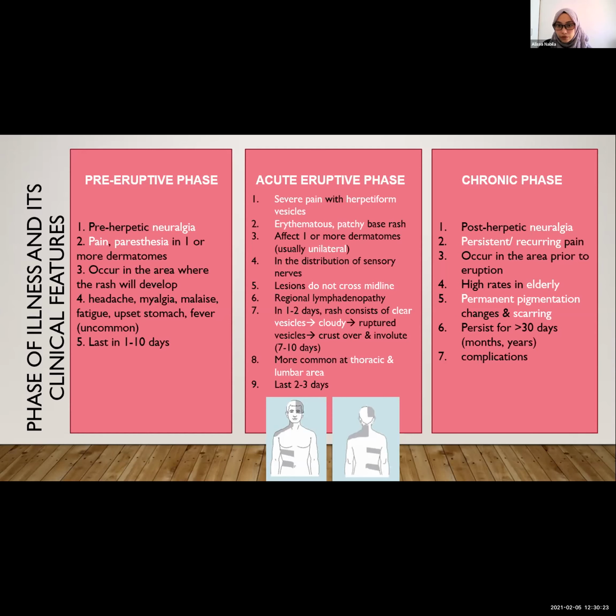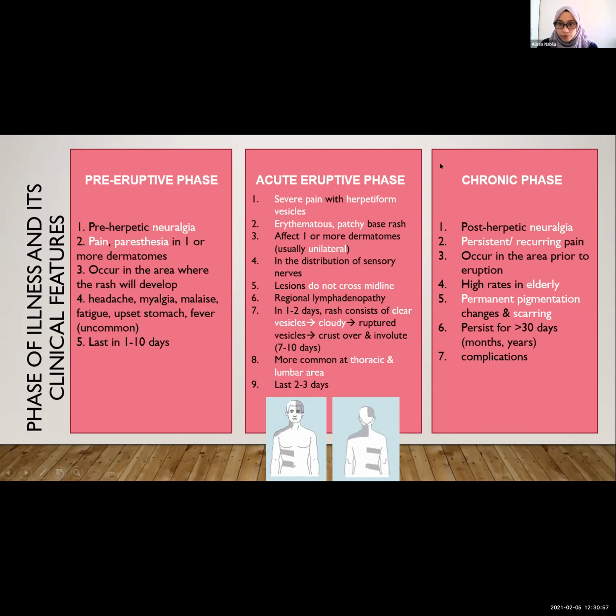And then the acute eruptive phase is associated with severe pain of the herpeticum vesicle. It has an erythematous patchy-based rash. It affects one or more dermatomes, but usually unilateral. It occurs in the distribution of a sensory nerve, and usually the lesion does not cross the midline. The patient will have regional limb adenopathy. For about 1 to 2 days, the rash will consist of clear vesicles that will turn cloudy, and then rupture and crust over in about 7 to 10 days. It's more common in the thoracic and lumbar area, and usually the acute eruptive phase lasts for 2 to 3 days.